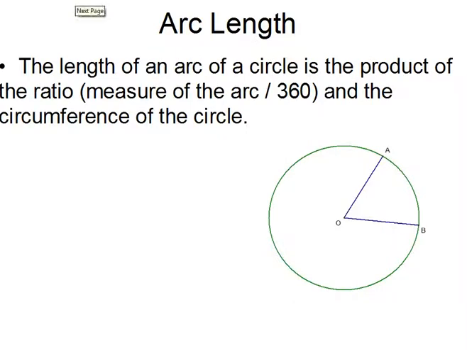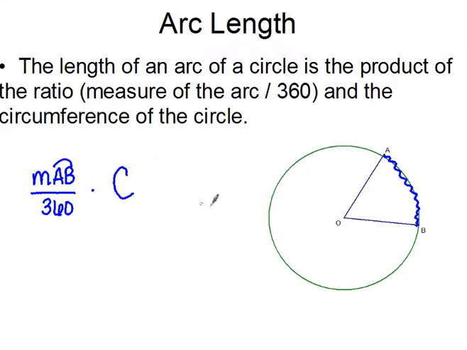So let's add a little bit to this because circumference isn't that difficult. You just plug things into the formula and you just go with it. But for arc length, let's say we want to find the length of AB in inches or feet or miles or something like that. To do this, you're going to make a ratio: the measure of the arc over 360 times the circumference of the circle.